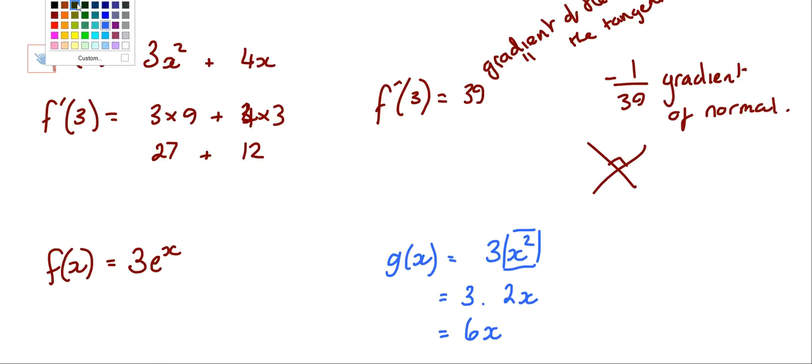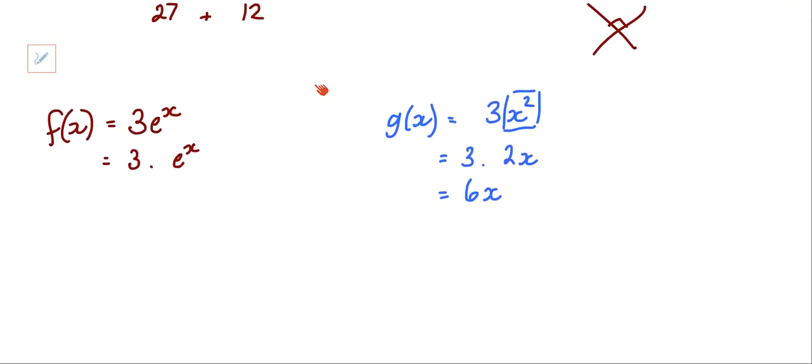Now over here, I've got the same thing. So I'm looking for the differential of 3 times e to the power of x. So all I need to know is what is the differential of e to the power of x. And the differential of e to the power of x is, if you've read your notes in the book, nope, not ln. Okay. So it's the same thing. The differential of e to the power of x is e to the power of x.